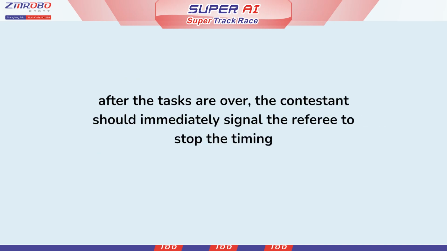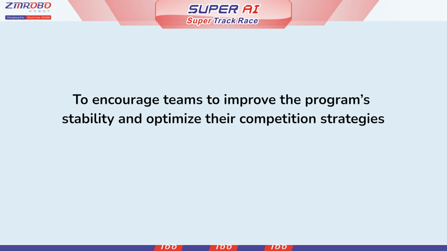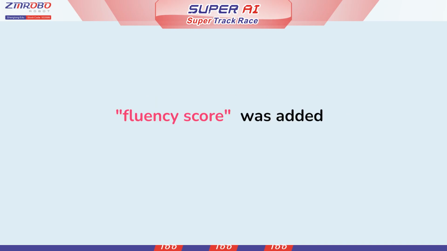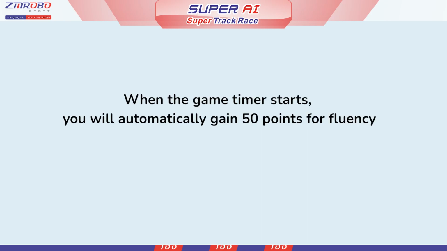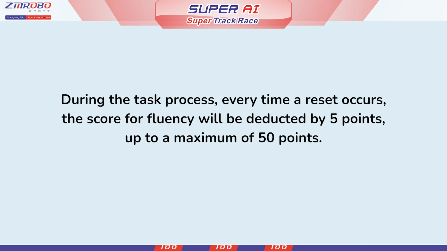After the tasks are over, the contestant should immediately signal the referee to stop the timing. To encourage teams to improve the program's stability and optimize their competition strategies, a fluency score was added. When the game timer starts, you will automatically gain 50 points for fluency. During the task process, every time a reset occurs, the score for fluency will be deducted by 5 points, up to a maximum of 50 points.